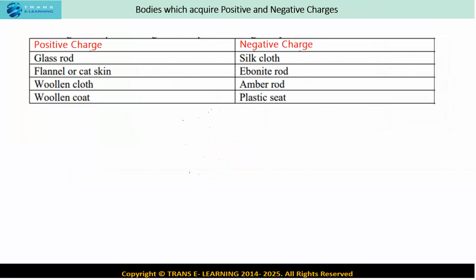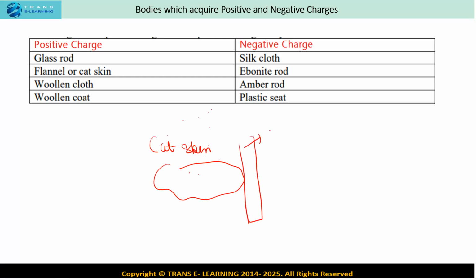against each other. So now these are again the list of the substances which will acquire positive charge on rubbing and negative charge on rubbing, like the glass rod, cat skin, woolen cloth and the woolen coat will acquire positive charge, whereas the silk cloth, ebonite rod, amber rod and the plaster seed will acquire the negative charge. Now if I take the cat skin and I rub it with the ebonite rod, this is my ebonite rod, the ebonite rod will acquire negative charge and the cat skin will acquire the positive charge.